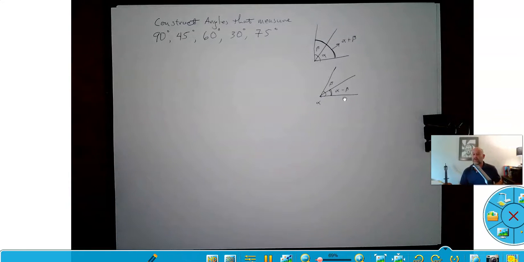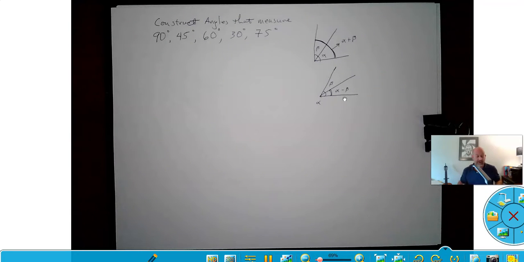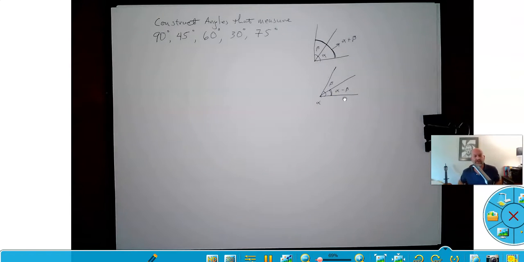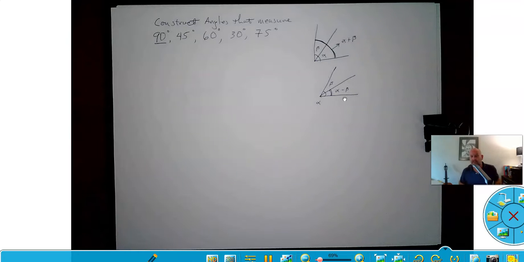And then the other thing you want to remember is that you also have bisections to utilize. So let's go through and construct these angles. There's actually lots of ways to do each one of them, so it would be quite interesting if you could come up with more than one way to do it as well. But I'm just going to go through one way. So 90-degree angle. Well, that's a right angle, and we know exactly how to make a right angle. We just finished doing it, right?